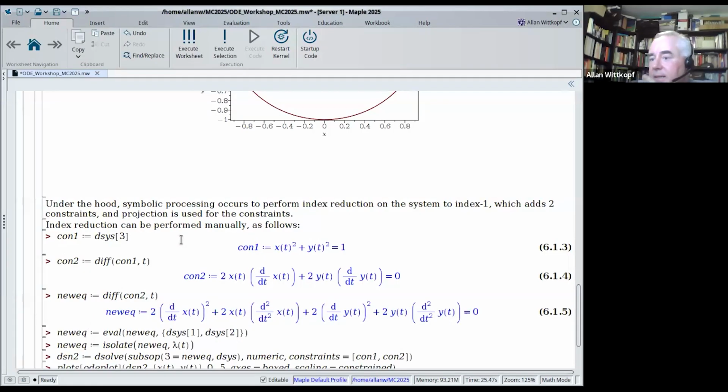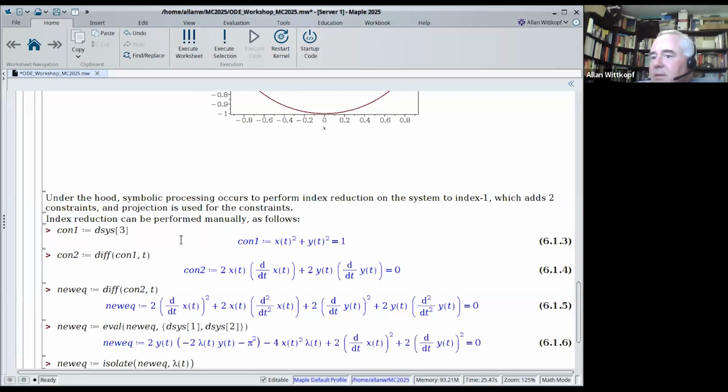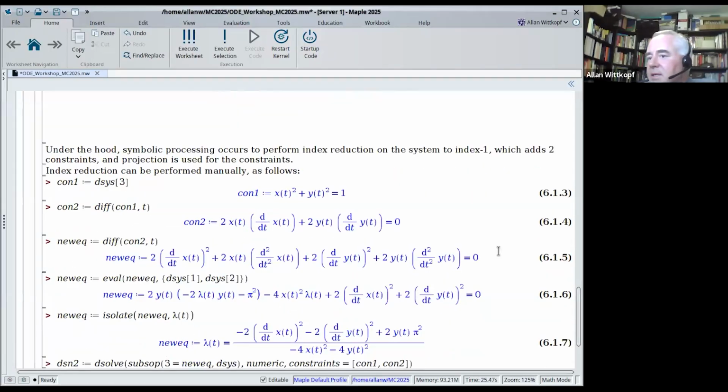If we differentiate again, we get another differential equation, but we note that it has second order derivatives of x and y in it, which we can substitute the known values from our original system into to eliminate the second order derivatives. This can then be used to determine the value of lambda of t, which we didn't know how to do before. And that was the source of the difficulty.